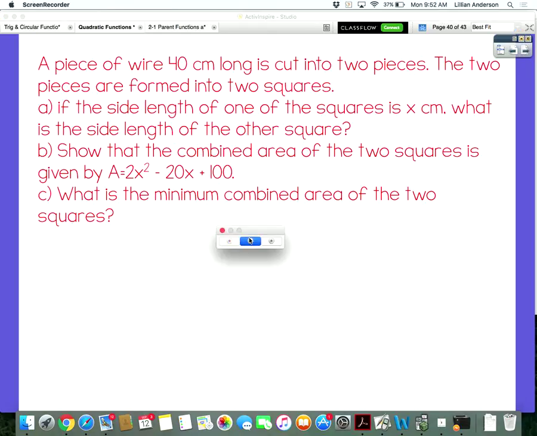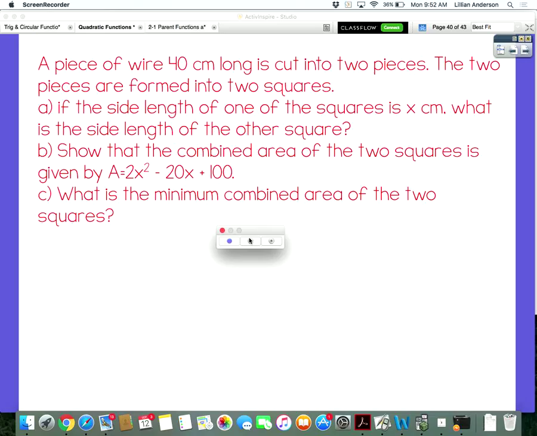To be able to answer this question, you definitely have to know what part A is. If the side length of one of the squares is x centimeters, what's the side length of the other square? It would be 10 minus x. So technically you were headed there.